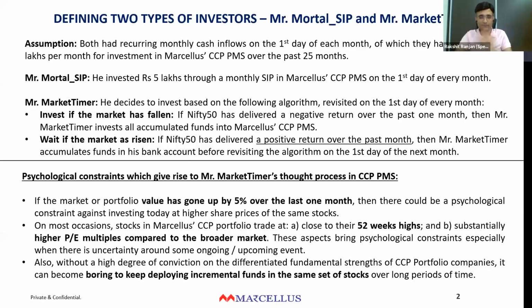Or the second apprehension that many people can have is that, look, all of these stocks like say Pidilite, Asian Paints, Page Industries, Nestle, HDFC Bank, they are all trading close to their 52-week highs. They are all substantially higher on their PE multiples compared to the broader market's PE multiples. And hence, should I not wait for a little bit of a correction in their share prices?